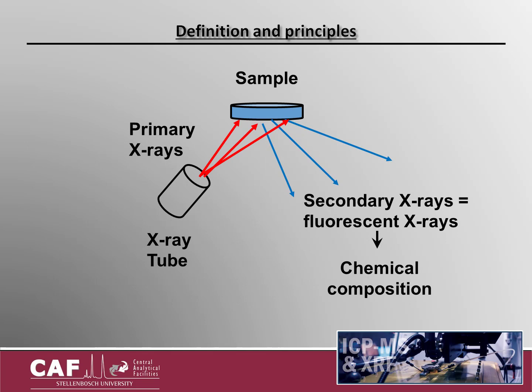Applying this concept to the XRF spectrometer, the primary X-rays produced from the X-ray tube will interact with atoms from the sample to emit secondary or fluorescent X-rays. The emission of the fluorescent X-rays will produce a characteristic line spectrum, as mentioned previously. This line spectrum will allow for the determination of the chemical composition of the sample.